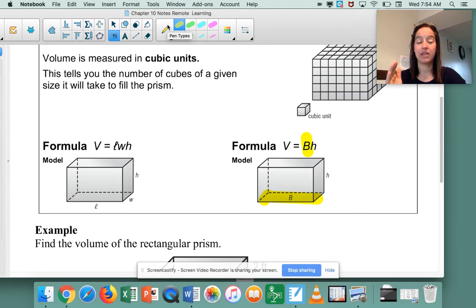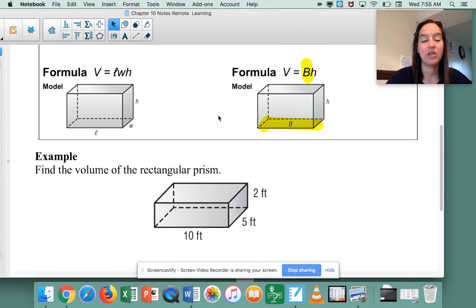If you think about it, the base is a rectangle. To find the area of a rectangle, it's length times width. So if I'm doing length times width times height for the volume in the other one, then here I'm just doing length times width times height too. It's just that the area of the base, if you're given it, you can just multiply it times the height.